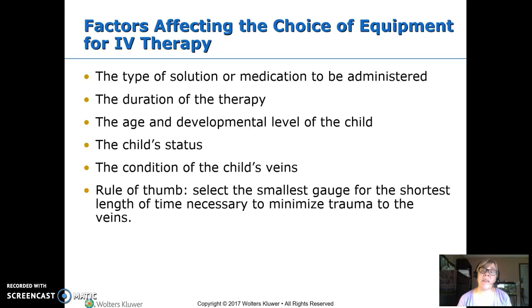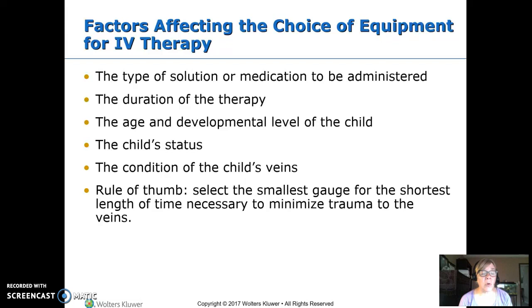When we're giving IV therapy, think about what you're giving. That's going to determine what kind of IV you start. How long is it going to go for? What's the child's developmental level? Do we have to really protect it? Are they going to pull it out, or are they not going to? What is their status? How stable is this child? And what are their veins like? Have they had a lot of IVs already and we're down to very few usable veins?